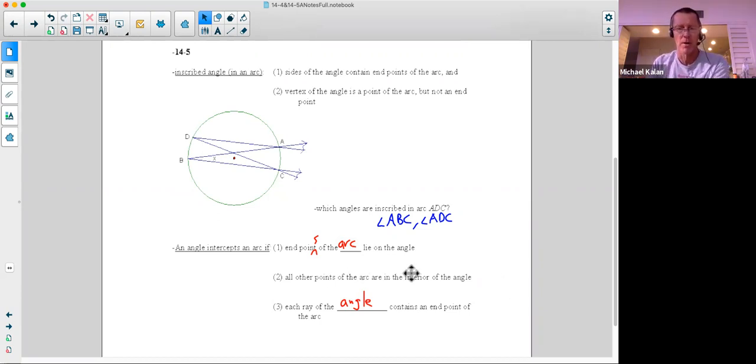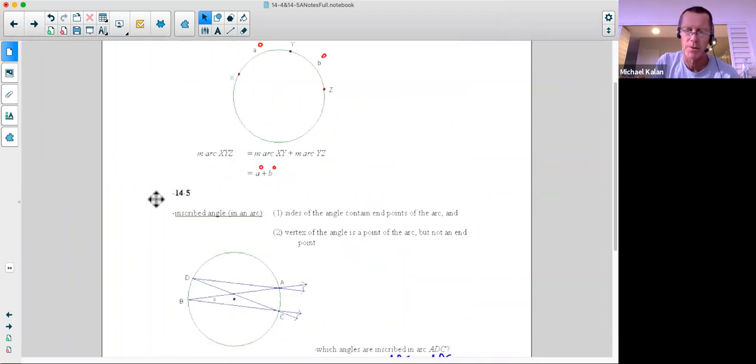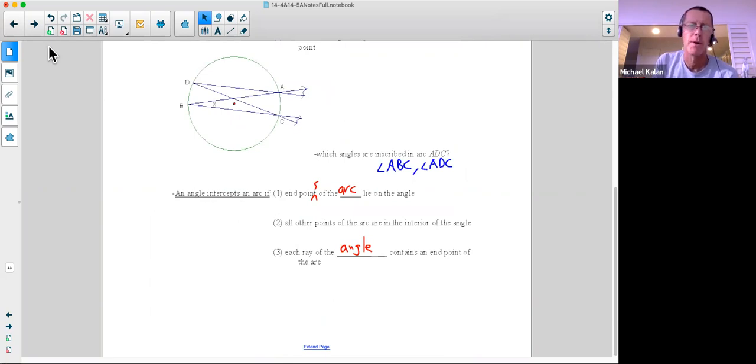The endpoints of the arc lie on the angle. Pretty obvious that that has to be the case, right? All other points of the arc are in the interior. If somewhere outside, you're not intercepting that arc, right? And then each ray of the angle contains an endpoint of the arc. So here are three, and I want you to tell me whether you think each of these angles separately intercepts an arc. And remember these three things.